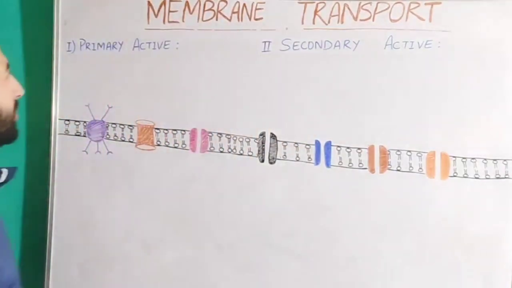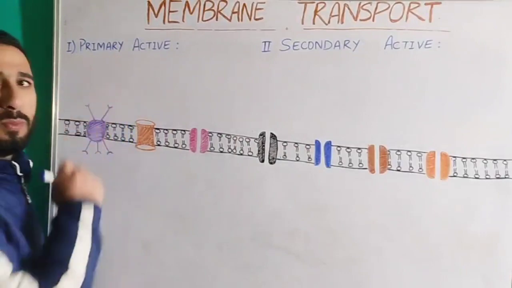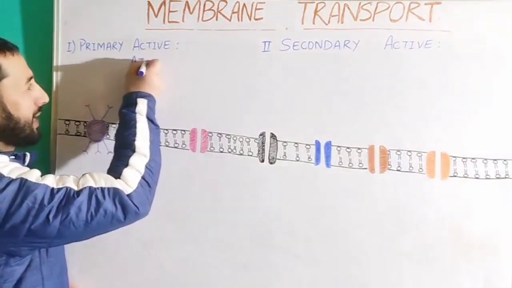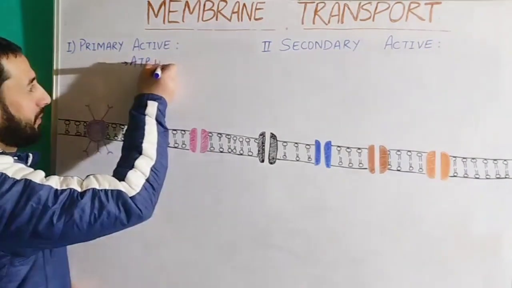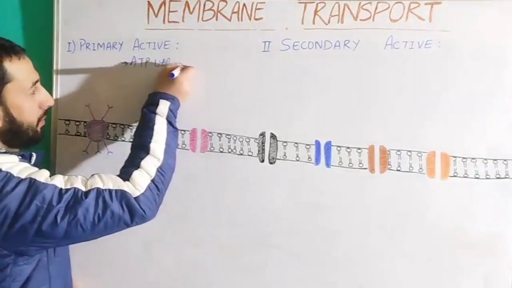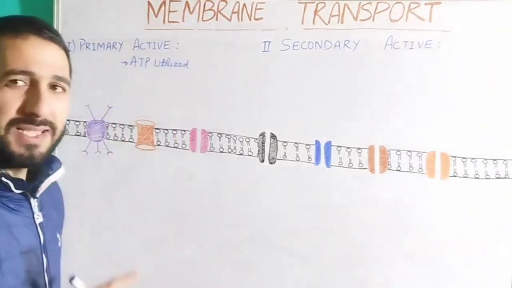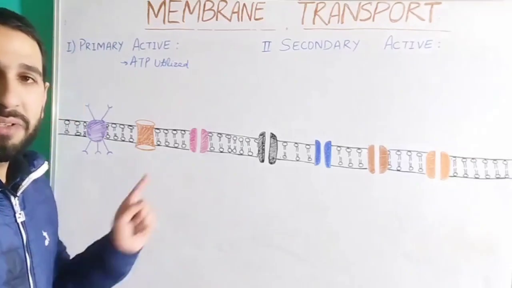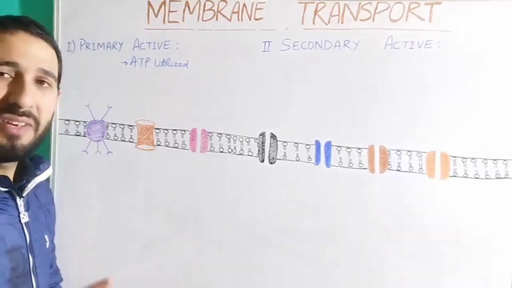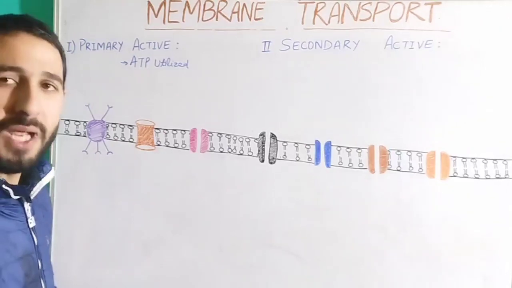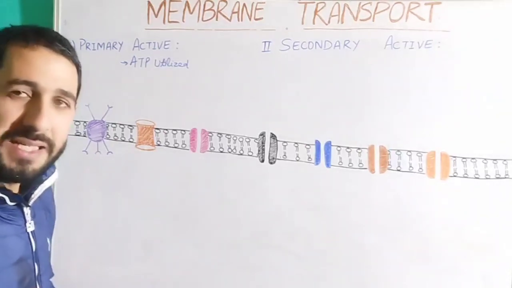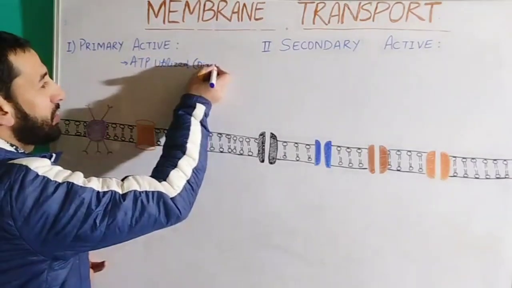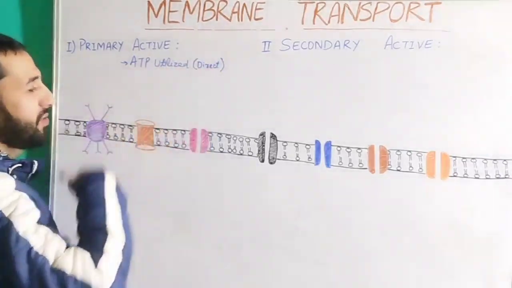In primary active transport, there is definitely going to be ATP utilized. So that is the first thing. And this ATP in the primary active transport is going to be utilized directly by the transporter protein. The transporter protein which will be involved in the primary active transport will be utilizing the ATPs directly. So that is an important concept here. There will be direct utilization of ATPs by these transporter proteins.